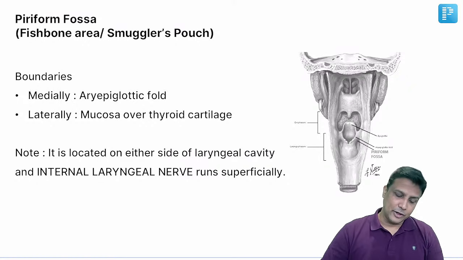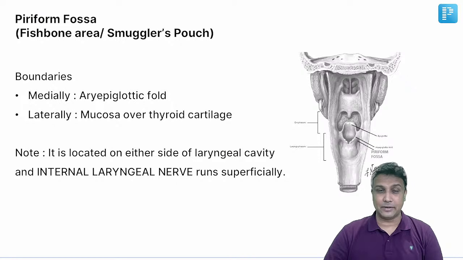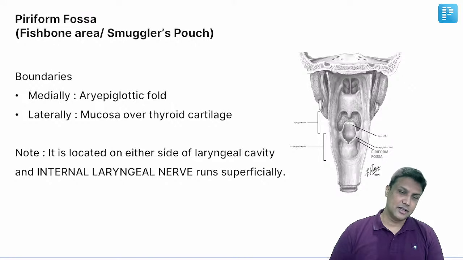Now piriform fossa, what do you have on the medial side? On the medial side there will be a fold here, that is the epiglottic fold. And on the lateral side, what do you have here? There will be mucosa which is going to cover that thyroid cartilage. That's simple. Now the most important thing is what is located inside that one here.